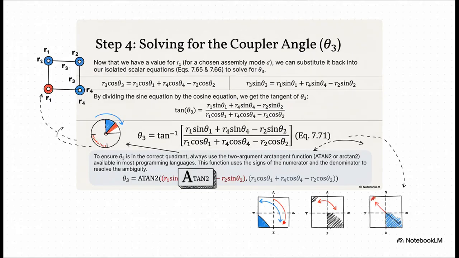Okay, now that we've found R1, we can circle back to find our last unknown, θ3. We just plug our value for R1 back into our earlier equations, and then divide the sine equation by the cosine equation to get the tangent of θ3.